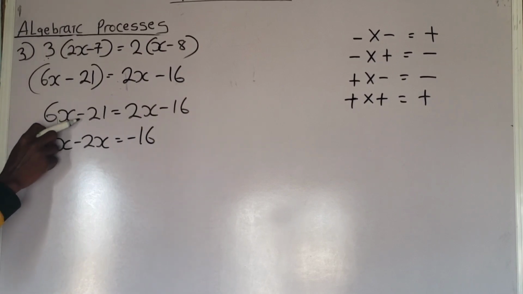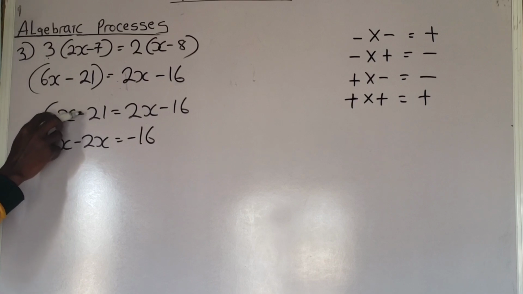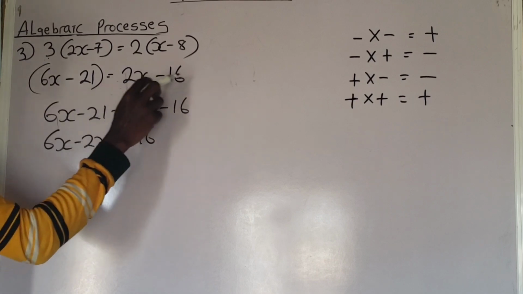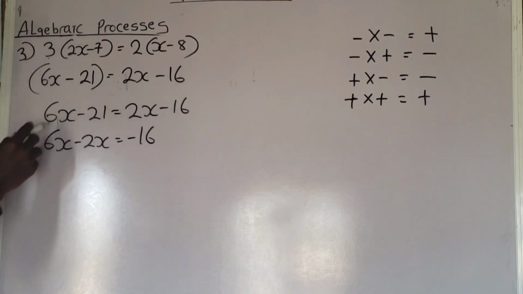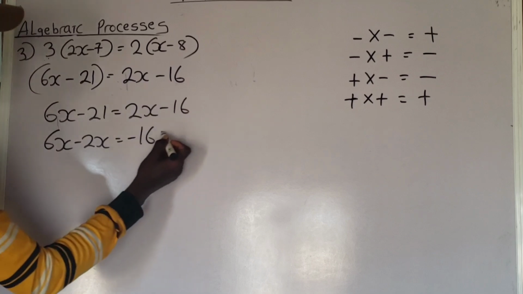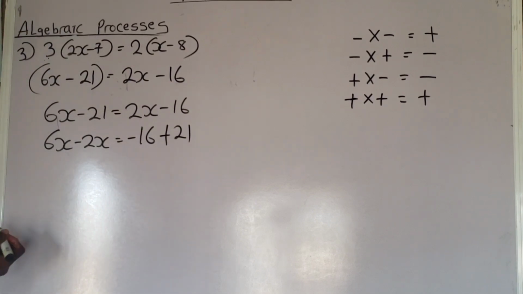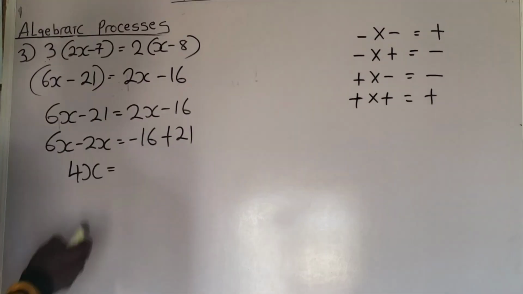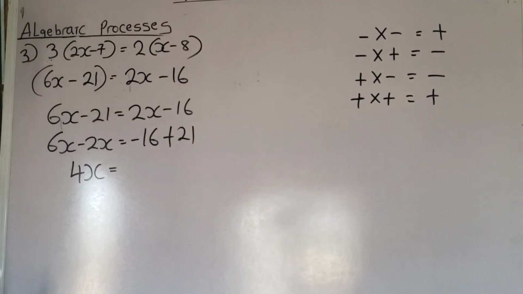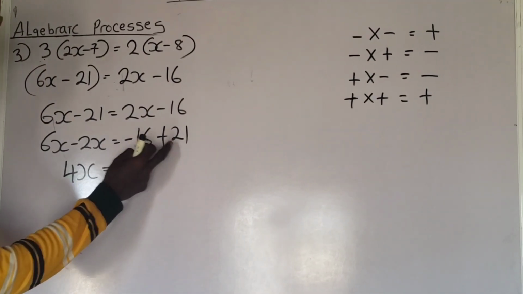Now, negative 21, if this negative 21 is moved to the right hand side of the equation, the negative sign will change to a positive sign. So I'm going to have positive 21. Okay? 6x negative 2x, what's the answer? That is 4x. Negative 16 positive 21, this implies that 21 minus 16.